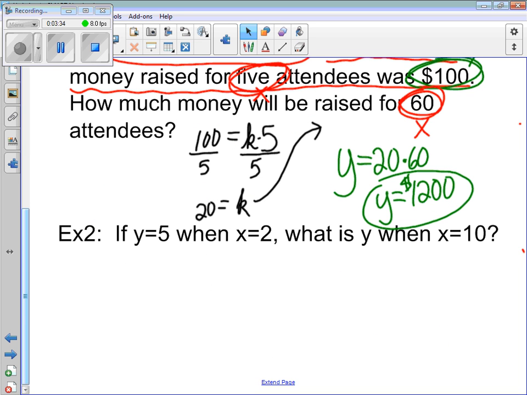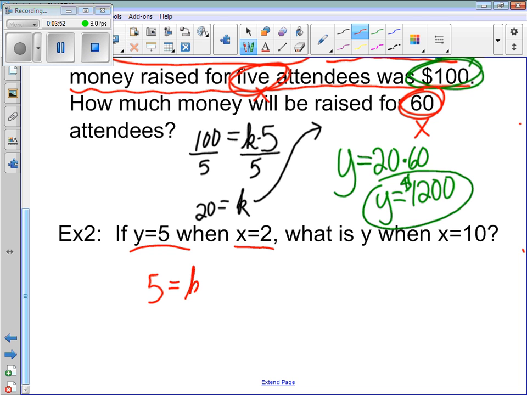Example 2. This is not a real world problem, but it's a problem that you might see on the SOL. There's still 2 scenarios. The first one, if y equals 5 when x equals 2, that's the scenario you use to find your k. So 5 equals k times 2. Solve for k, divide by 2, and k is an improper fraction, so that's fine, 5 over 2. We're going to use the k, the constant, in the second part of the problem. What is the y when x equals 10?